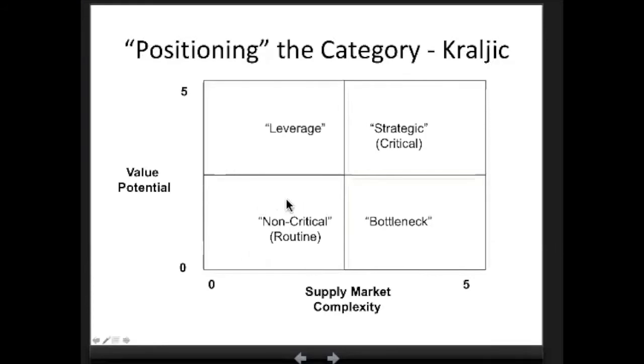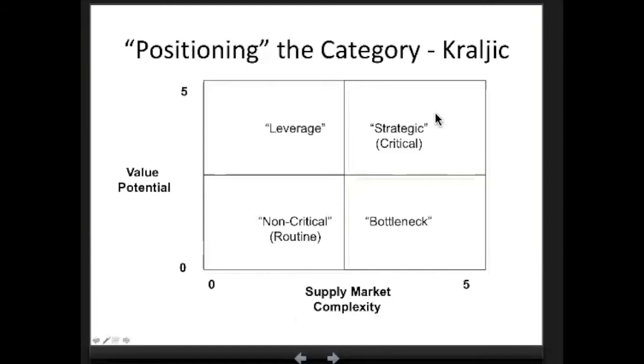Those items that are low on supply market complexity as well as the value potential, these are called non-critical or routine items. These are the items where you are looking at competitive bidding among suppliers. You at times also want to automate that process of sourcing these items. You don't want to spend too much effort and resources in managing this supply of routine items.